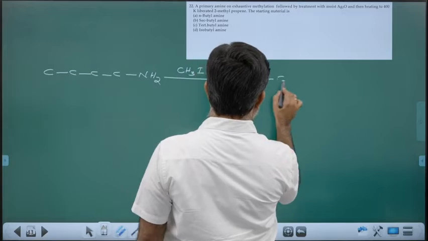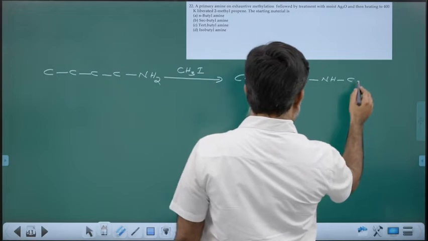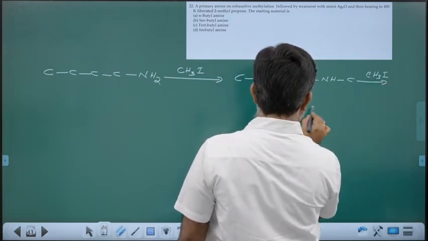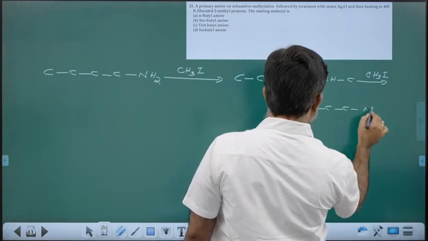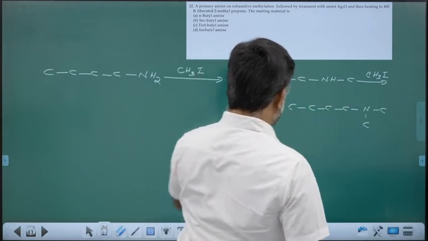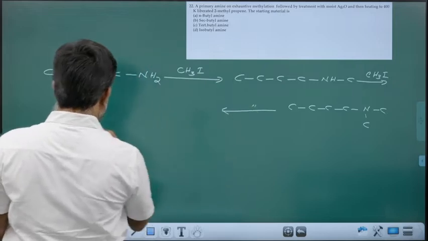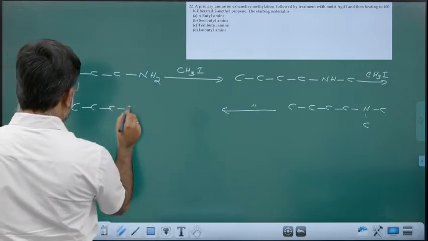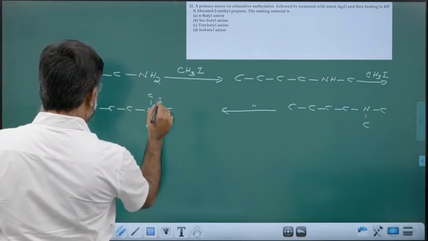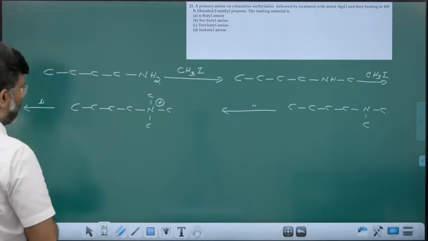You will get this. This again is treated with CH3I, and you will get the next product. You see, primary amine turns to secondary amine, then tertiary amine. Now again it reacts, again it repeats, and you get a quaternary ammonium salt. Upon heating, what will happen?